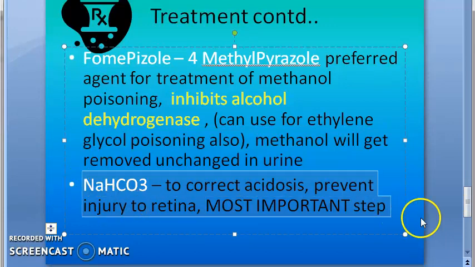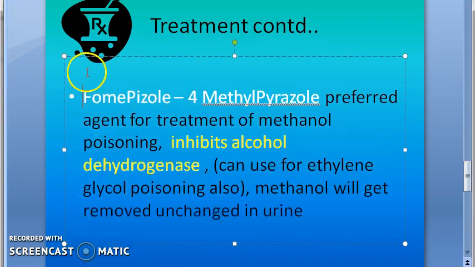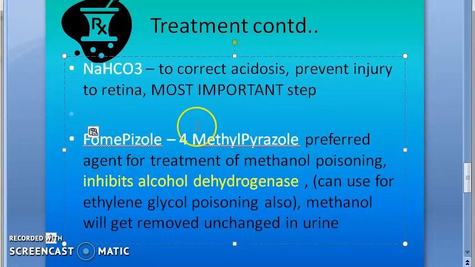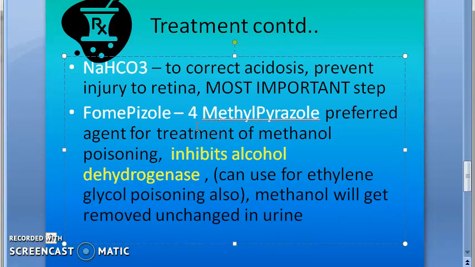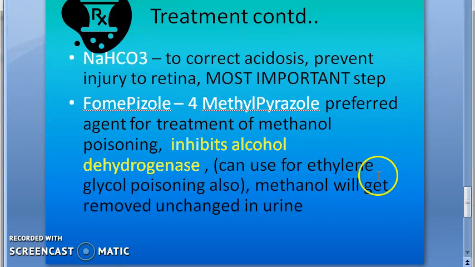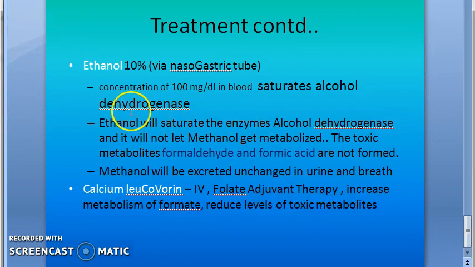Sodium bicarbonate, because sodium bicarbonate will protect the eyes. Whatever toxic metabolites are already formed, it will protect the eyes from those toxic metabolites. Fomepizole will make sure that further toxic metabolites are not formed. Then we are coming to the other part of the treatment here.